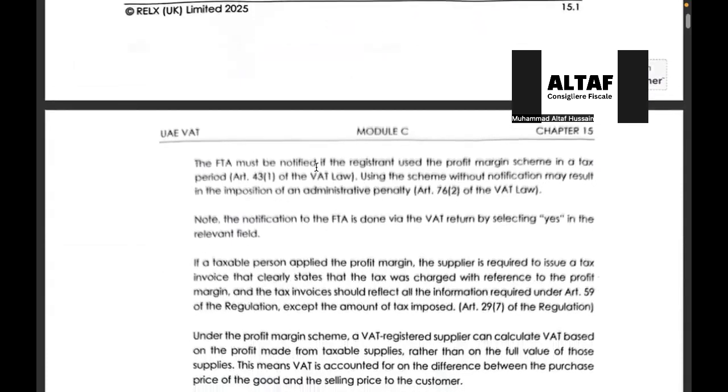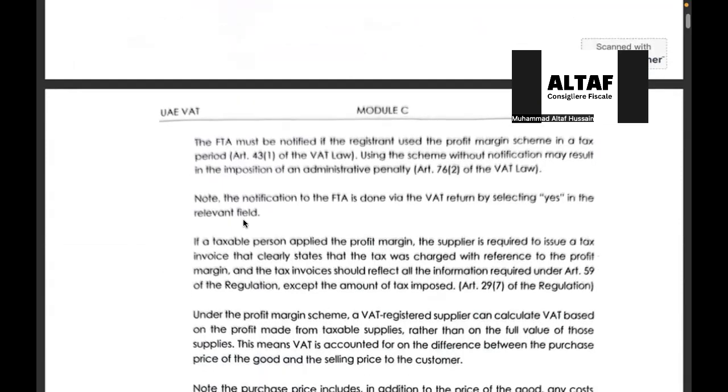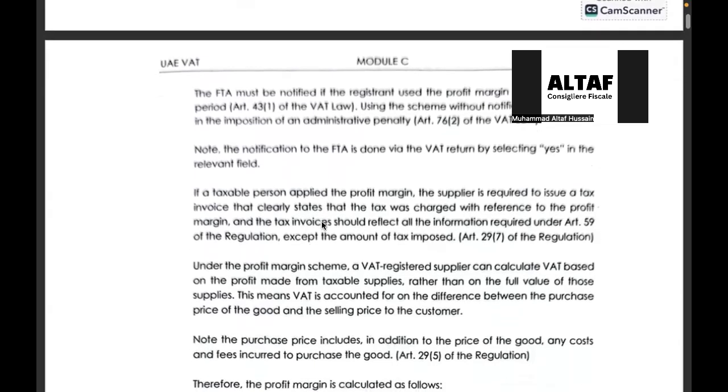FTA must be notified if the registrant used the profit margin scheme in a tax period. Using the scheme without notification may result in the imposition of an administrative penalty. So there is a notification requirement. Note, the notification to FTA is done via the VAT return by selecting yes in the relevant field. So if you look at the EmaraTax portal where you find the VAT return, there is a caption called profit margin scheme, with yes or no options. So in that caption, yes has to be clicked.